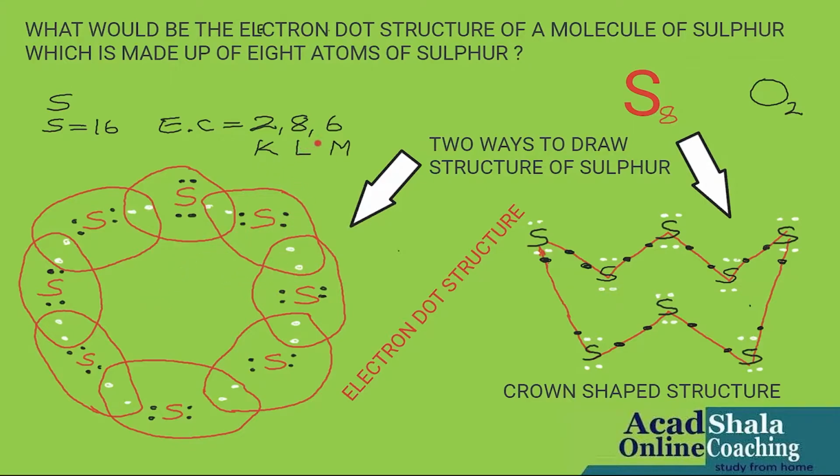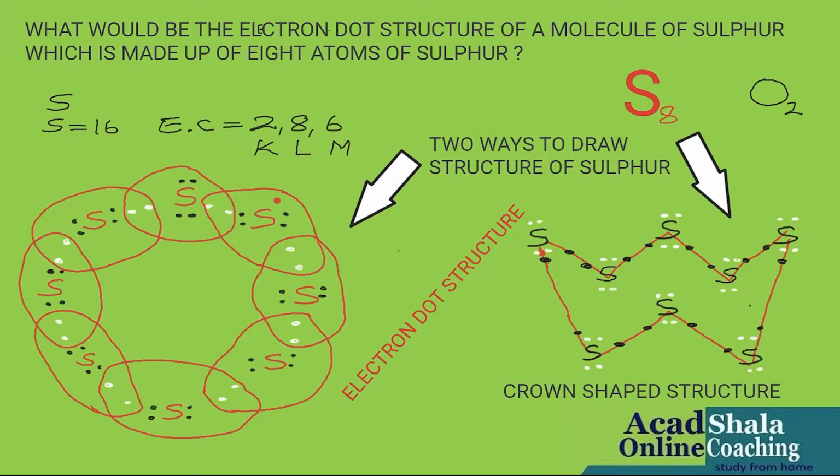Now students, after writing the electronic configuration of sulfur, that is 2, 8, 6, we see that in the last shell we have 6 electrons. We have also studied that no matter whether an atom loses electrons, gains electrons or shares electrons, the motive behind it is to attain the stable gas configuration, that is the noble gas configuration. That is, in the last shell it should have 8 electrons.